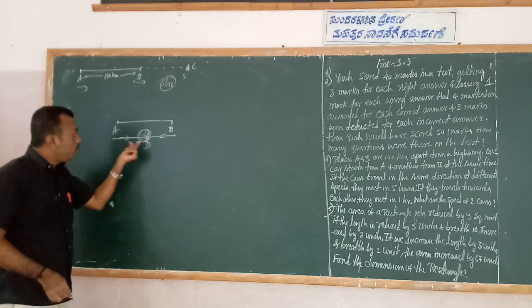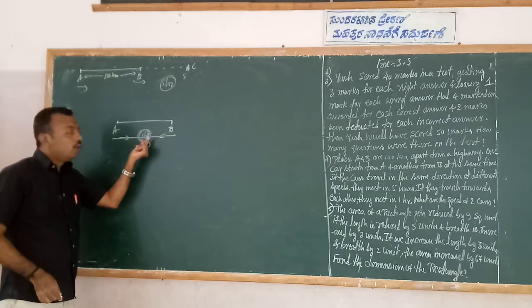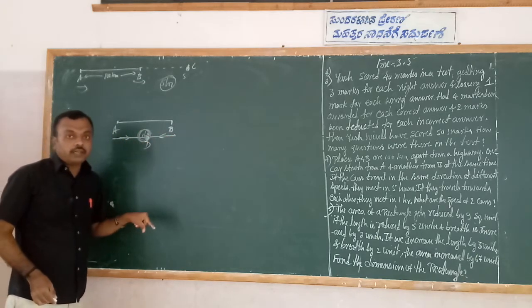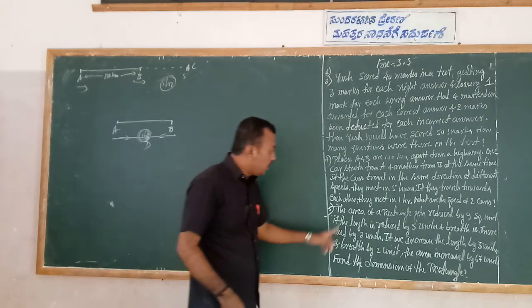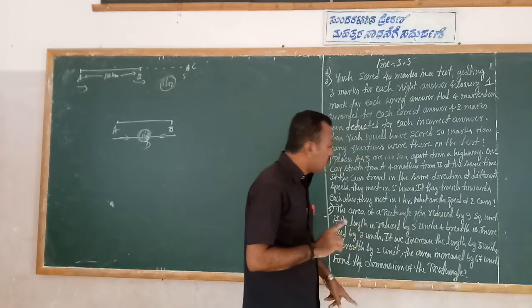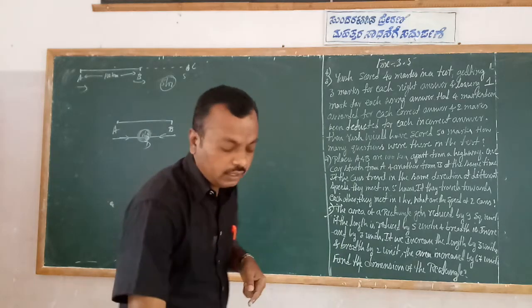So how much distance car A traveled and how much distance car B traveled, I don't know. 1 hour after, A and B cars meet at the same point. So what do we have to calculate? Do you understand the meaning of the question? What is the speed of car A and the speed of car B? We have to calculate. Okay, let us find out.